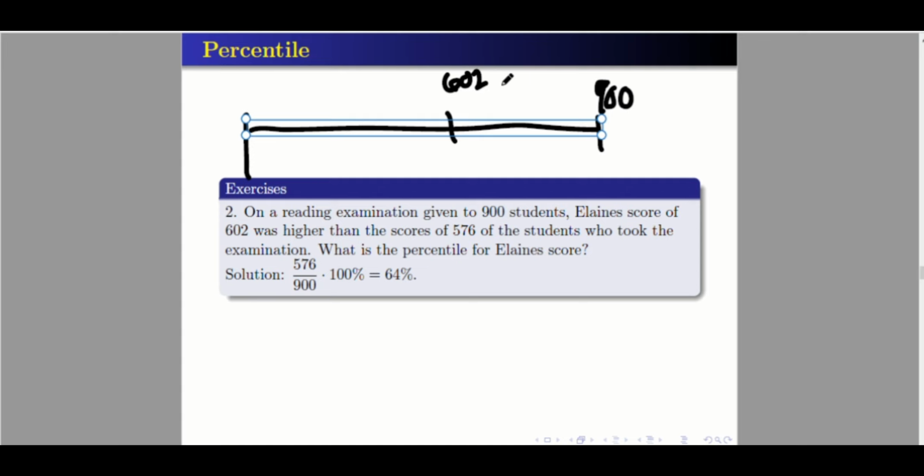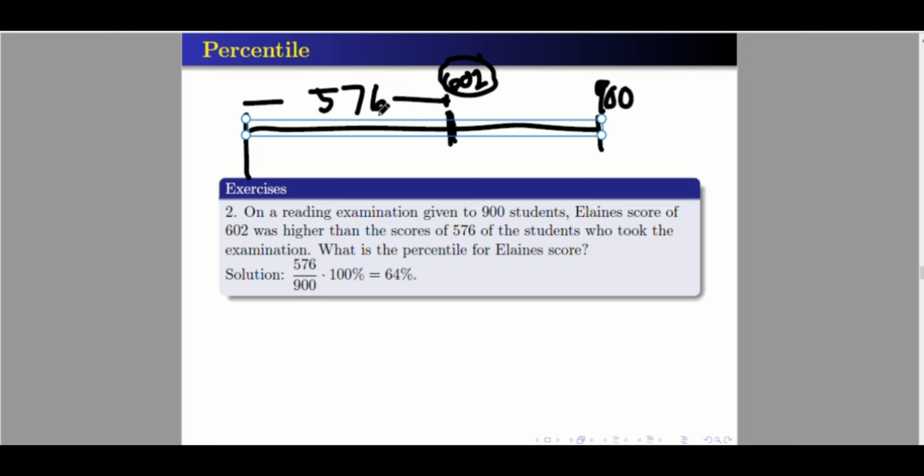Now we will locate this score. This is the score of Elaine. So we will see what is the rank of Elaine, what is her percentile. So take note of this, that Elaine's score was higher, so meaning she's higher than the 576 of the students. So if she is higher, of course, the 576 are lower than her. So the 576 students are below her, below or equal to her. So meaning this is already to the left of 602.